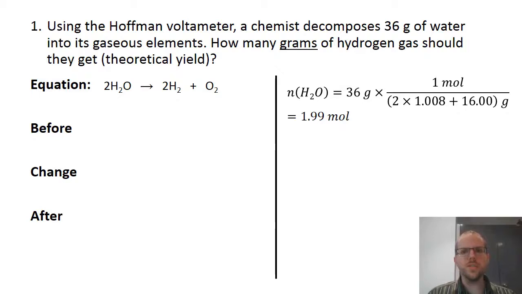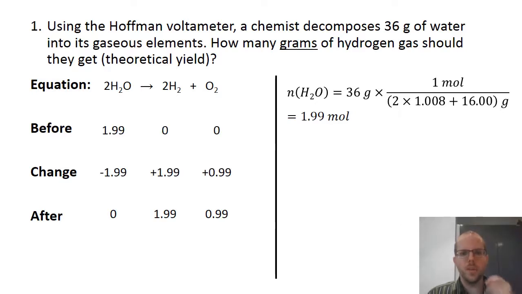Now we're going to use the information that we're given in the question to start to calculate the number of moles, because remember, with the BCA table, it only works with moles. So we're told we have 36 grams of water. We can multiply by the molar mass of water as a factor to work out we've got 1.99 moles of water. And that would go in our before section of our table. Now we know that we should have 0 moles of both products because we haven't made anything yet.